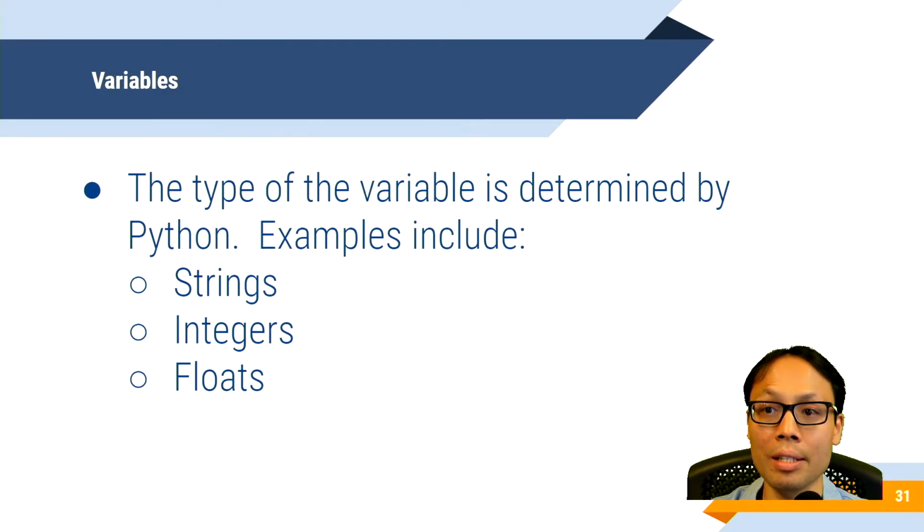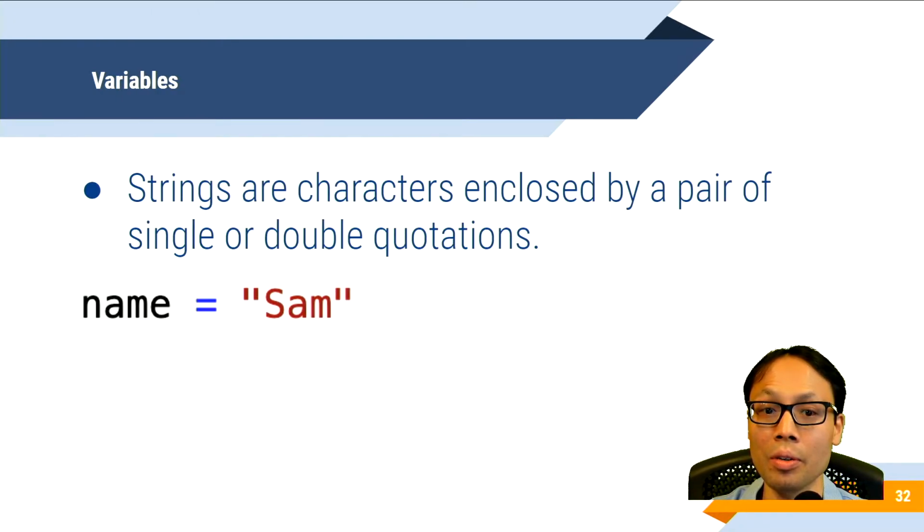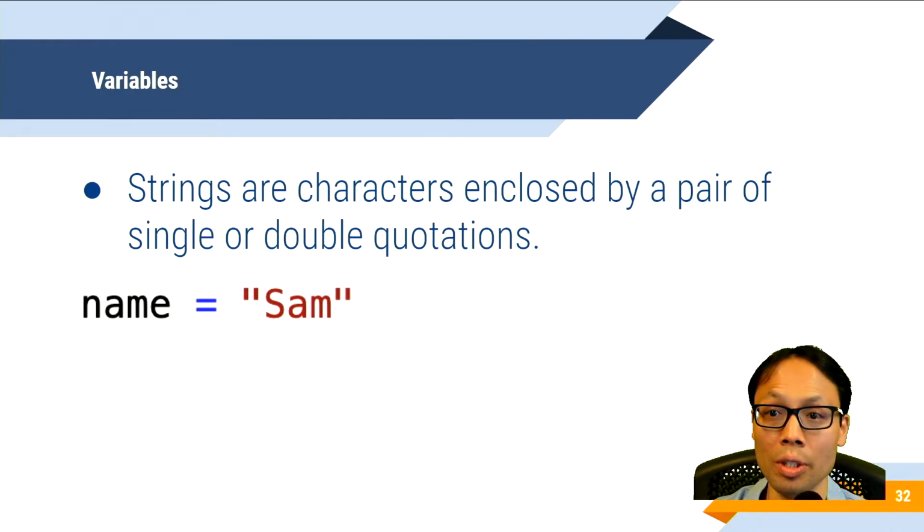Some example data types in Python are strings, integers, and floats. Strings are enclosed by a pair of single or double quotations. So for example, you could have name equals quotation Sam. Because it's a string, again, strings belong in quotations, either single or double.